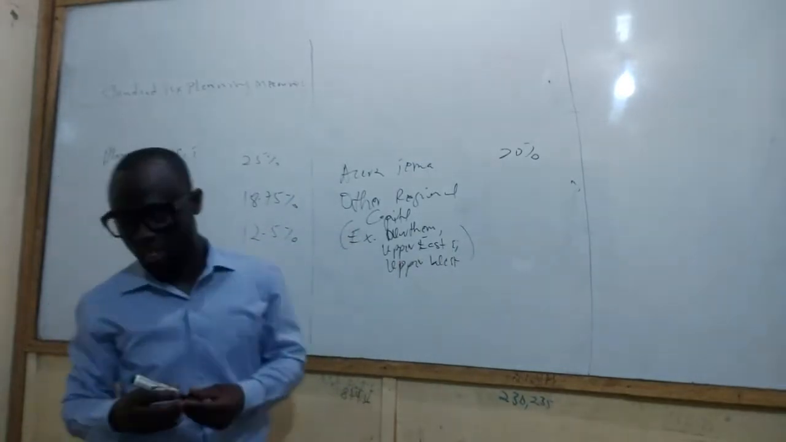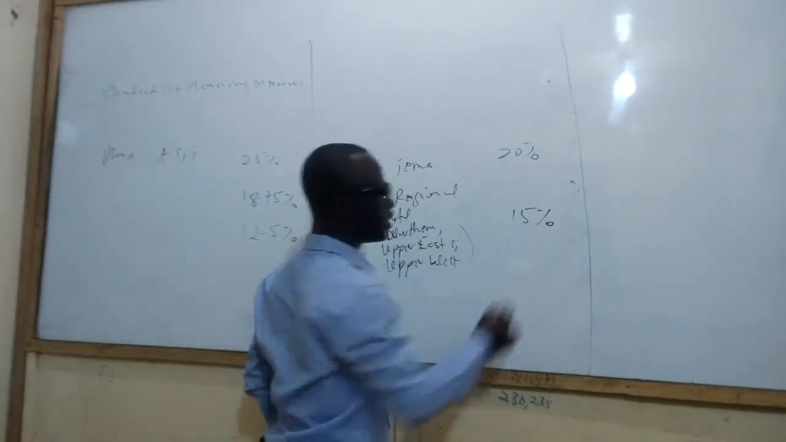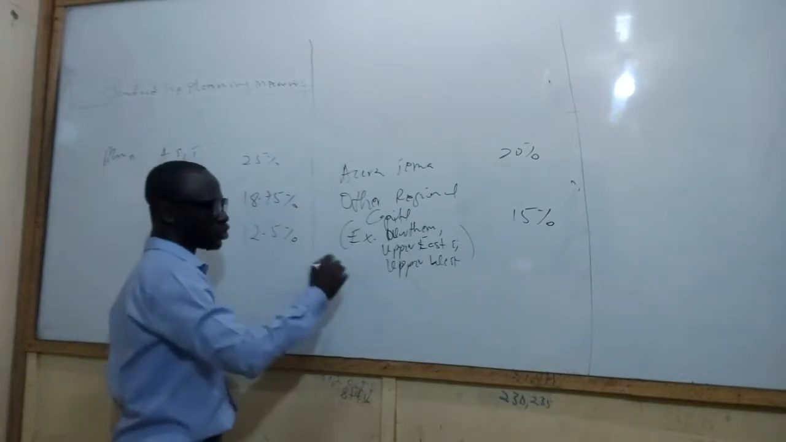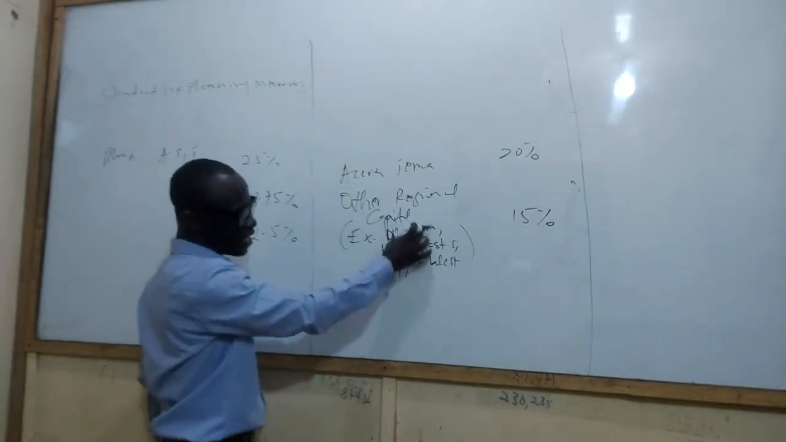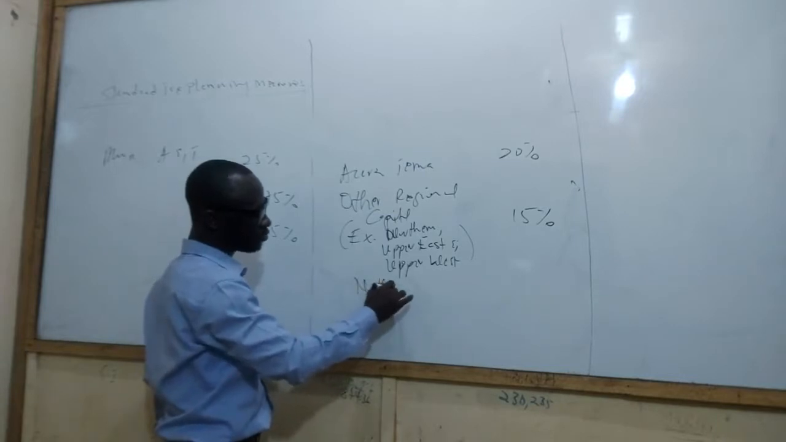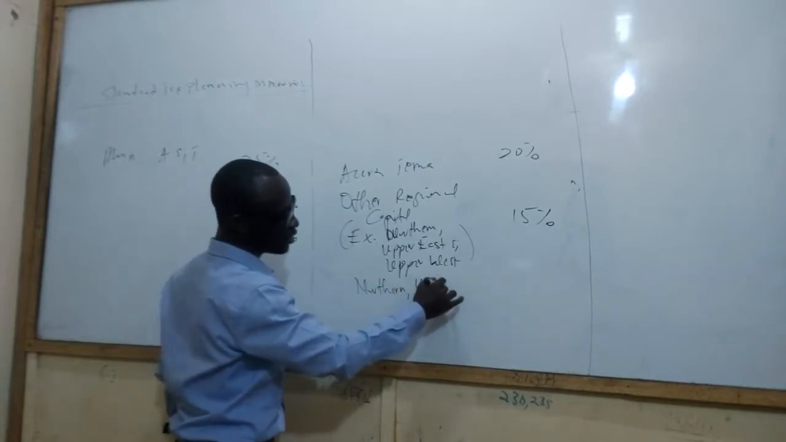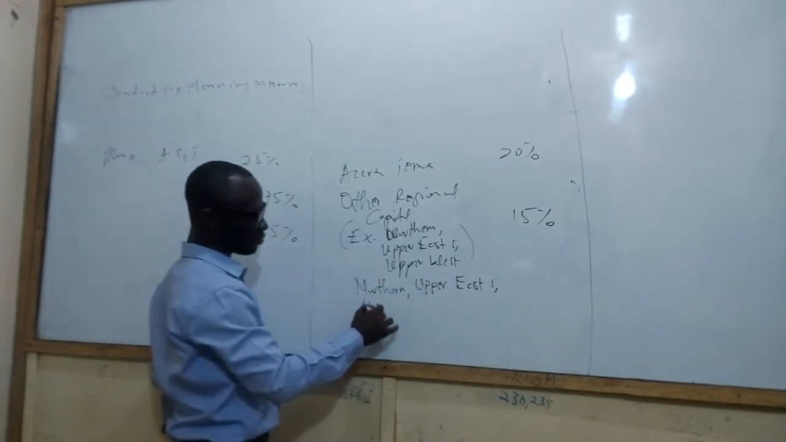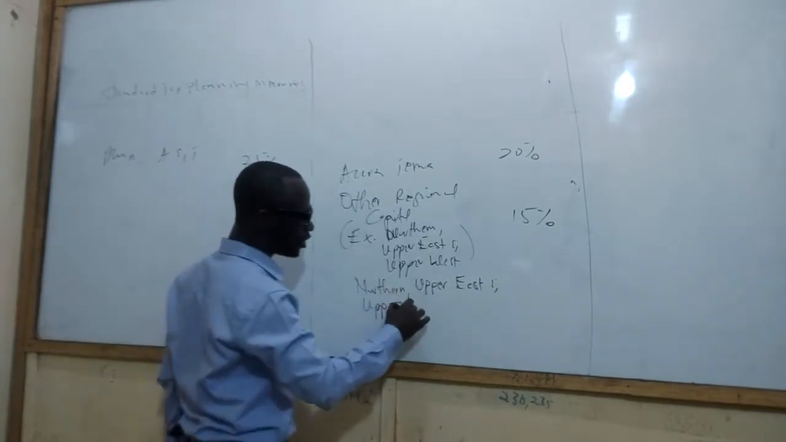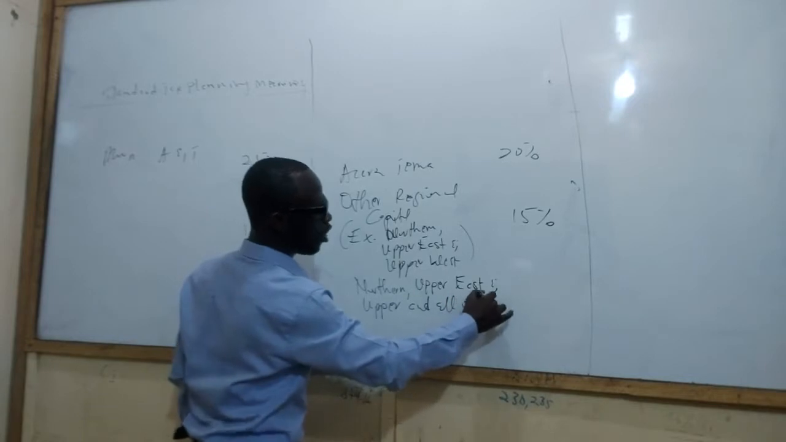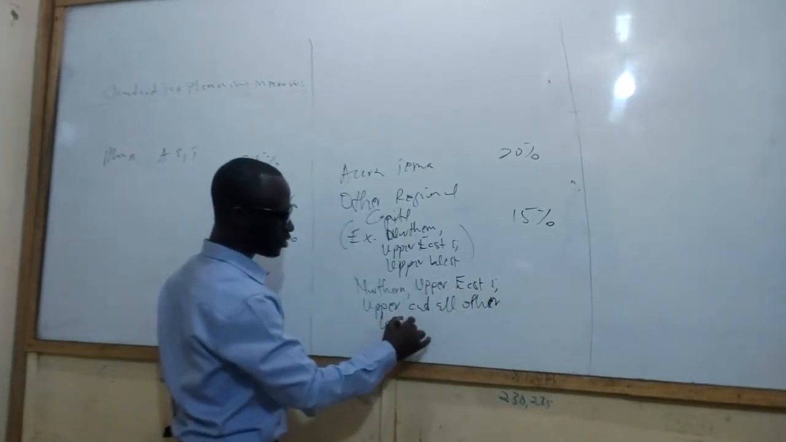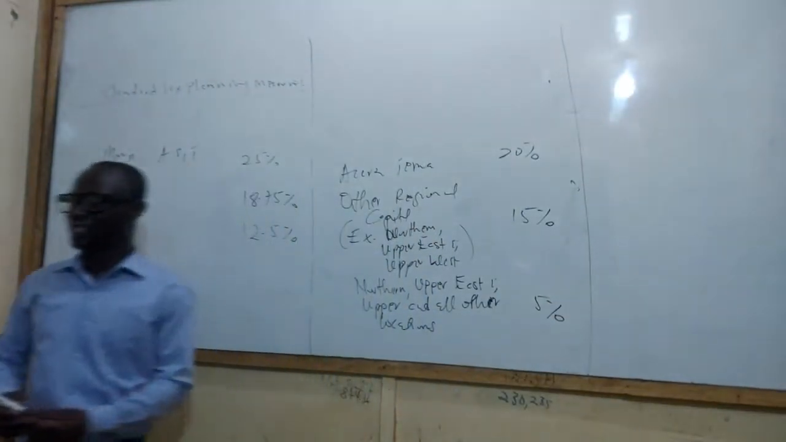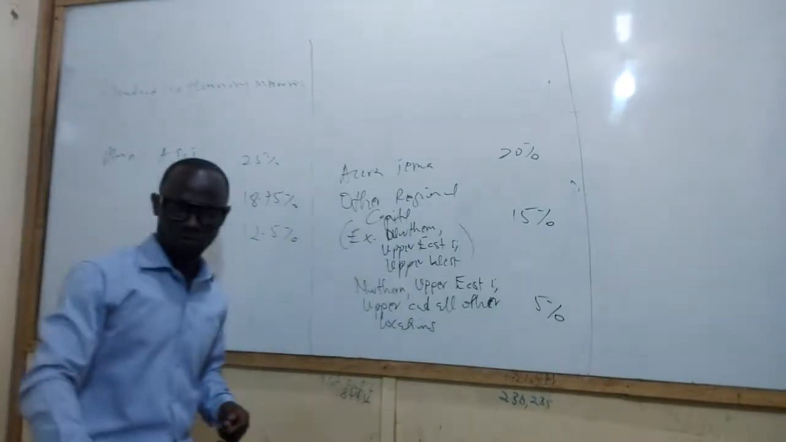So excluding these regions, all regional capitals, we go for 15%. That's what you're going to pay. Then for the northern region and all other locations, these are excluded from here. So now we want people to go to the northern region, to the Upper East and the Upper West, as well as all other locations. We're going to go for 5%.